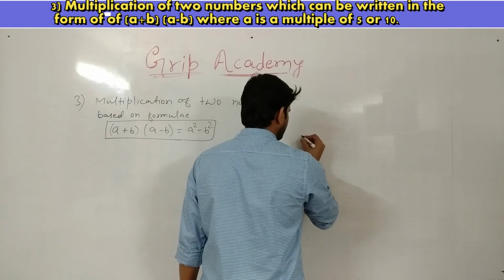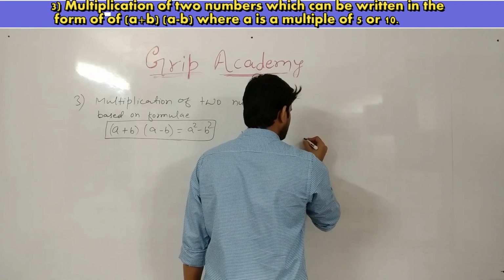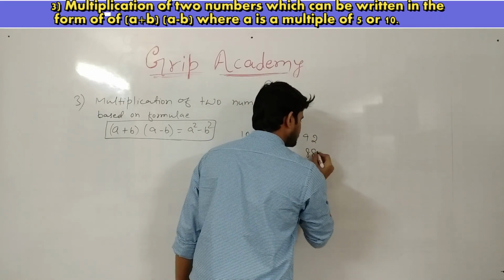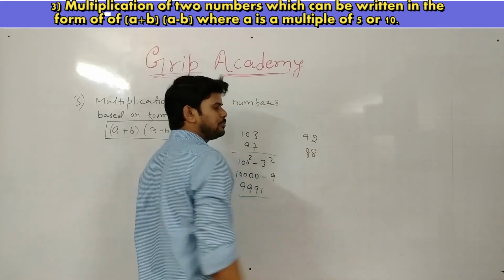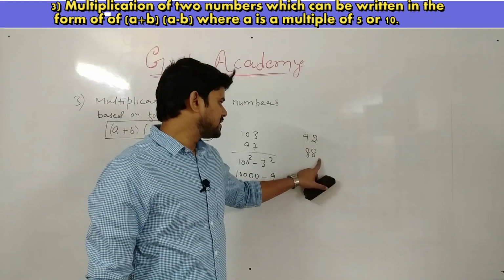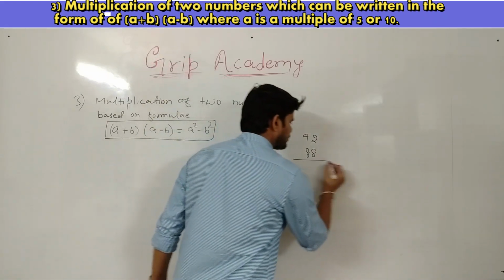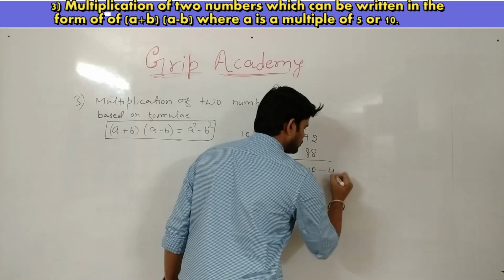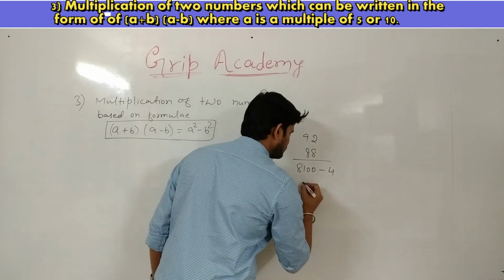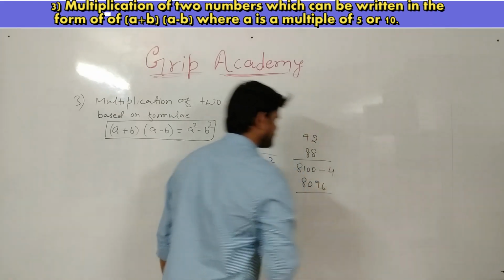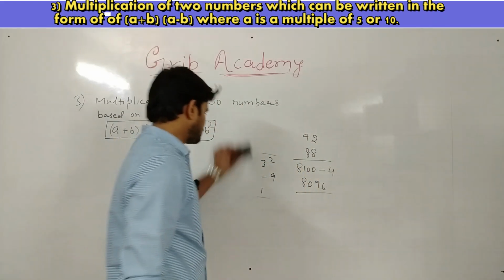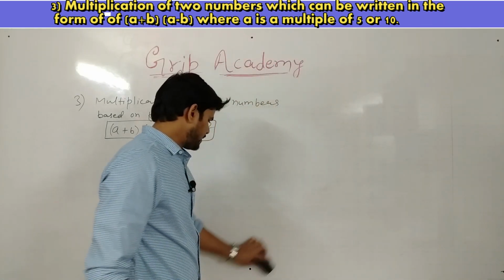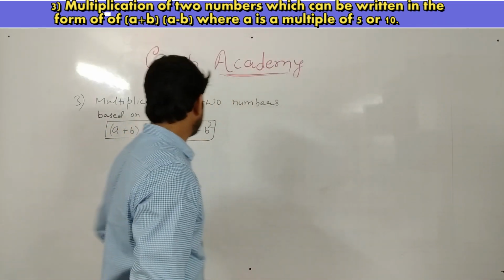Like consider you have to multiply 92 and 88. So 92 is 90 plus 2 and 88 is 90 minus 2. So it will become 90 square minus 2 square. 90 square is 8100 minus 2 square is 4. So 8100 minus 4 is how much? 8096. Okay, so let's take the last example and after that we will finish the video.